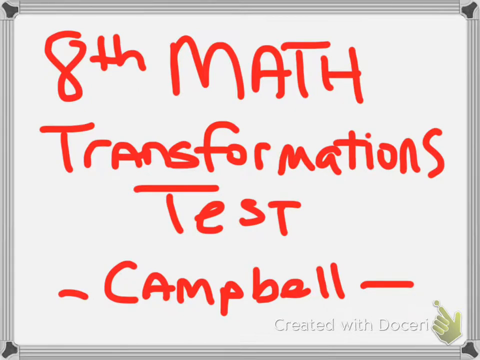Number 13, the coordinate grid shows a pentagon. The pentagon is translated 1 unit to the left and 10 units down to create a new pentagon. Which rule describes this transformation? F, G, H, or J?